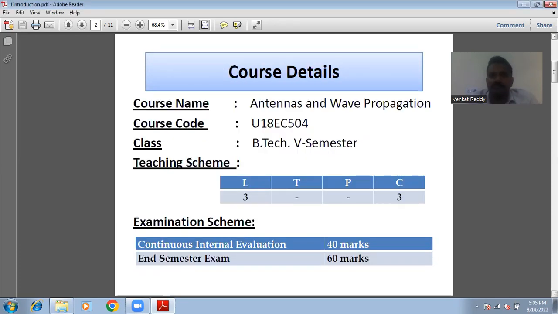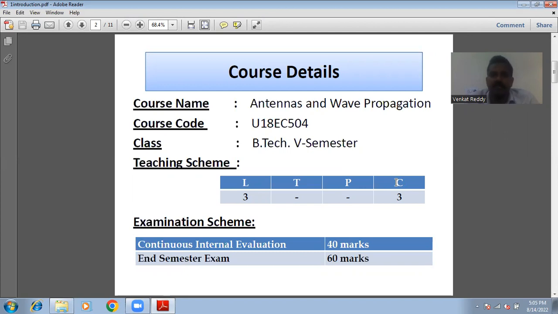These are the course details. Course name, as I mentioned, Antennas and Wave Propagation. Course code also I have mentioned, U18EC 504. This is for BTech 5th Sem, and the teaching scheme is every week 3 lectures and 2 tutorials, and this is a 3 credit course. And the examination scheme is for 100 marks.